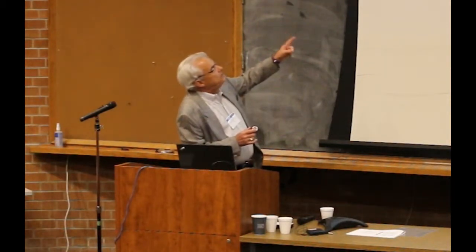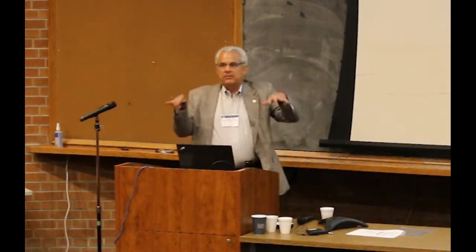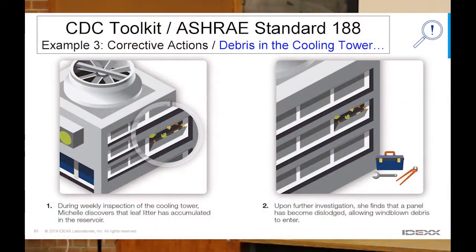So let's do the cooling tower. Patrick brought up the cooling tower. We know you should have a water treatment program, but the water management plan, according to ASHRAE 188, says during the weekly inspection, so part of that plan is, hey, let's inspect this cooling tower on a weekly basis. Michelle discovers that leaf litter has accumulated in the reservoir. It's not uncommon. A cooling tower is an open recirculating system, open to the air. Stuff can get in there.